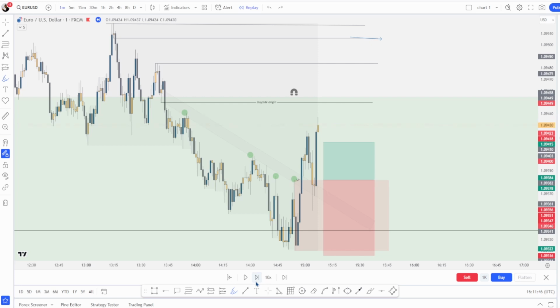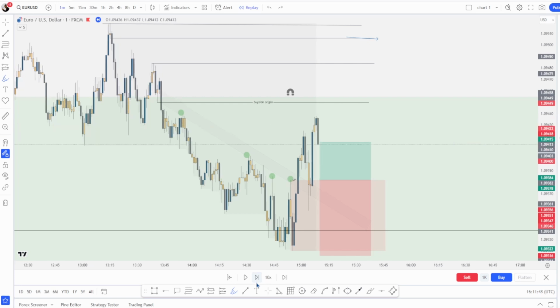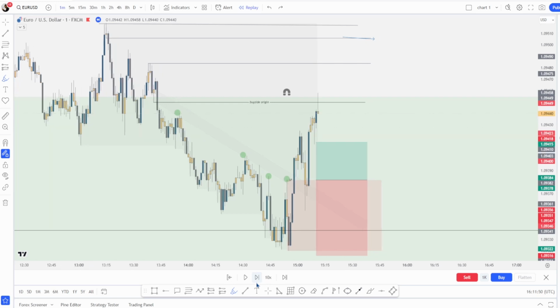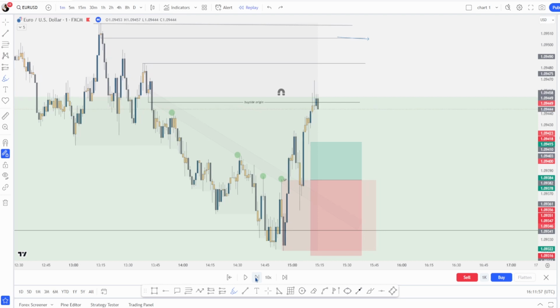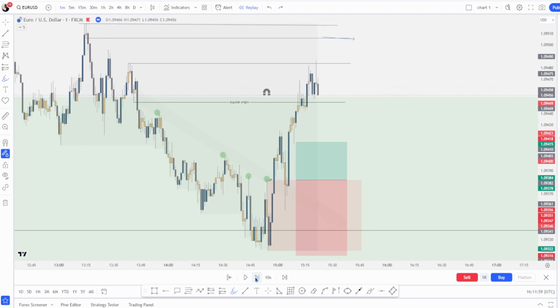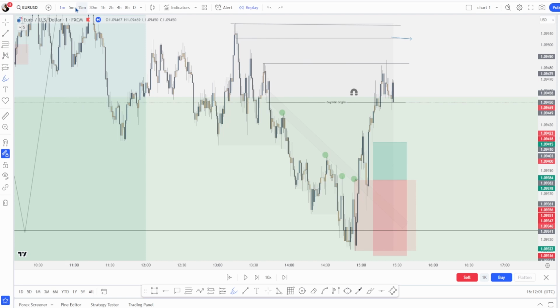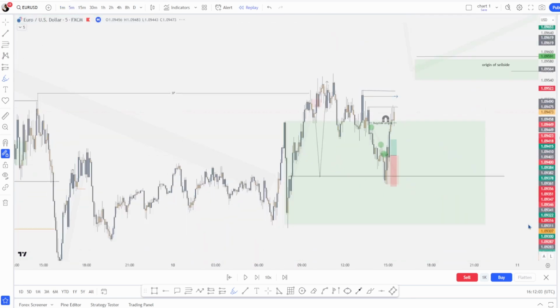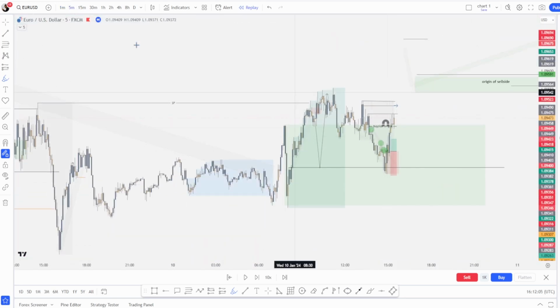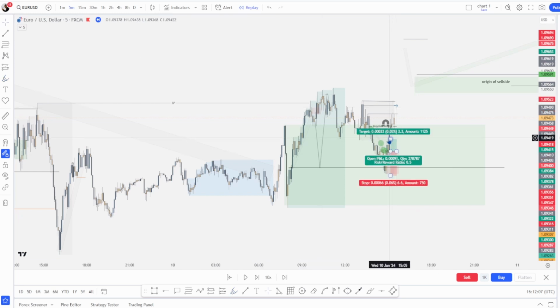Another huge impulsive move. Brilliant. Buy side origin hit. We now need to secure our position and look to partial this. And you'll see from here that we continue to work our way. I'm going to go back to the 5 minute now. Overall, we were targeting the swing high here as we were in a bullish swing range at the time.